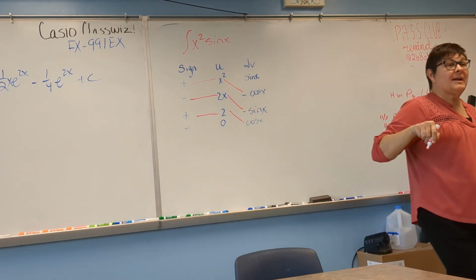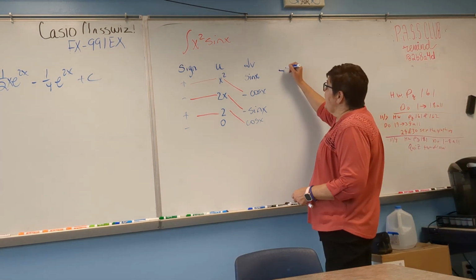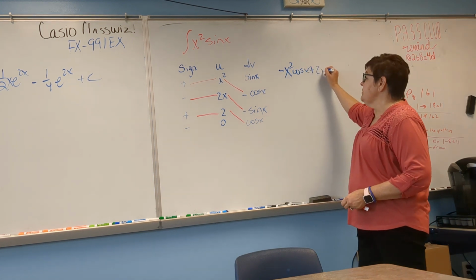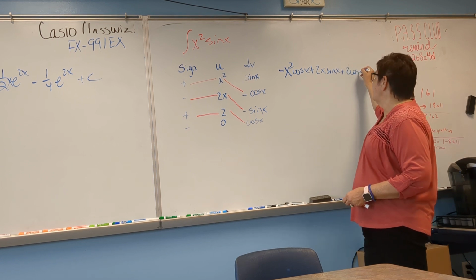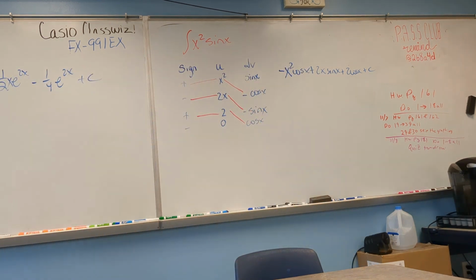Remember when we did this one, I actually said, ooh, we have the x's again and we have to do it again. It's third layer. That's your third layer coming into play. So what would this be? It would be negative x squared cosine of x, and then plus 2x sine of x, and then plus 2 cosine of x plus c. Is that what you guys got when you did it the first time?